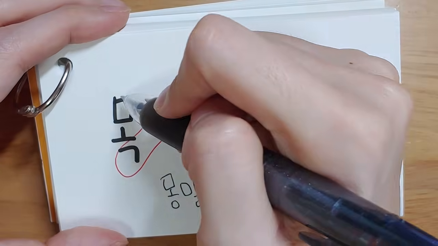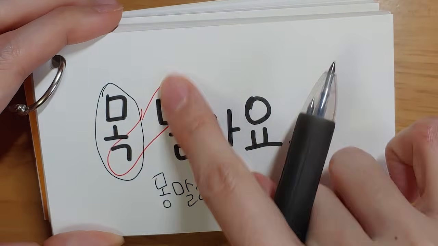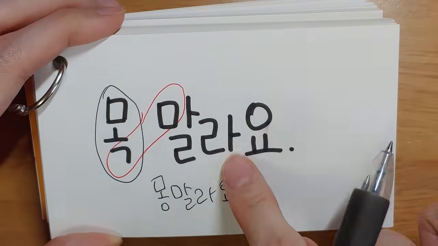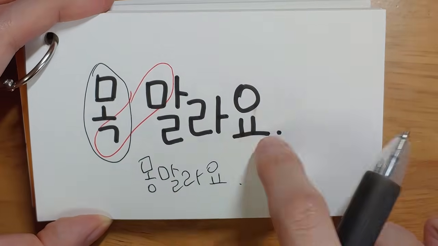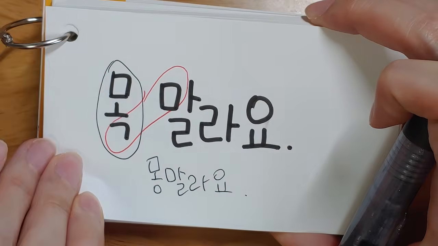목 means neck or even throat, and 말라요 means like it's dry. So it literally means my throat is dry, and we use it to mean I'm thirsty. 목말라요.